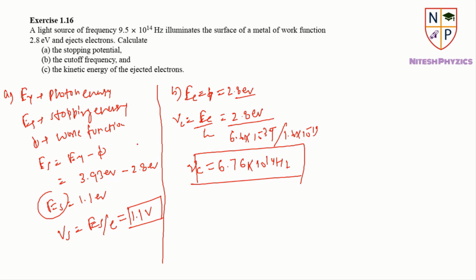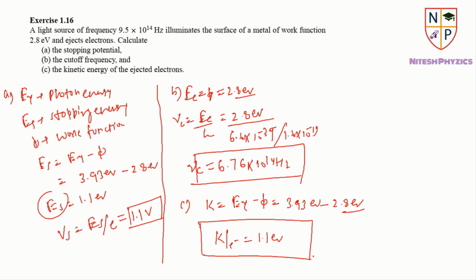Now the next part, the kinetic energy of the ejected electron. Kinetic energy of ejected electron will be calculated as K is equal to E gamma minus phi. The value of E gamma is 3.93 electron volt and phi is 2.8 electron volt. So kinetic energy of electron will be 1.1 electron volt, right? Then we have successfully calculated the stopping potential, which is around 1.1 volt. Okay, the cutoff frequency is 6.76 into 10 power 14 hertz and kinetic energy of electron 1.1 electron volt.